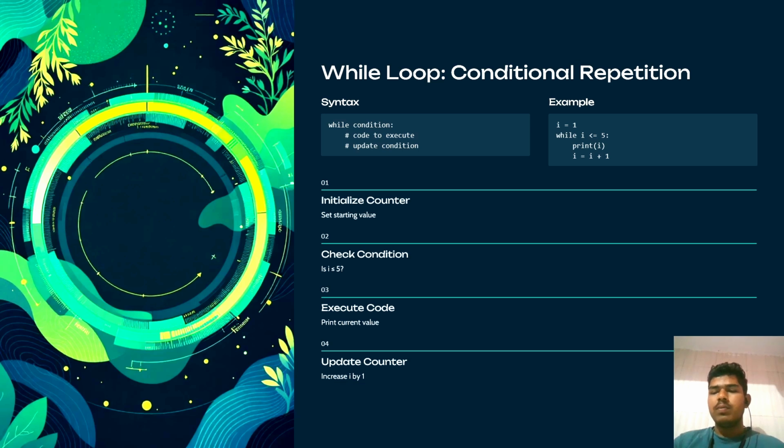And the second one is the while loop. Now let's understand the while loop. A while loop runs as long as the condition is true. The syntax of a while loop is: while condition, code to execute, update condition. Example: i = 1, while i <= 5: print(i), i = i + 1. First we initialize the counter, set a starting value like 1. Check the condition i is less than or equal to 5. Execute the code, then print the current value. Update the counter, increase i by 1.